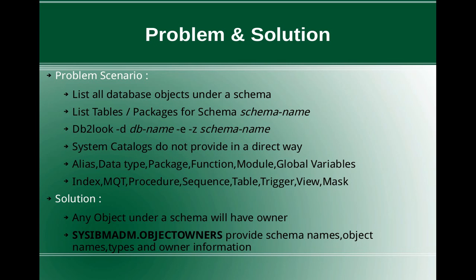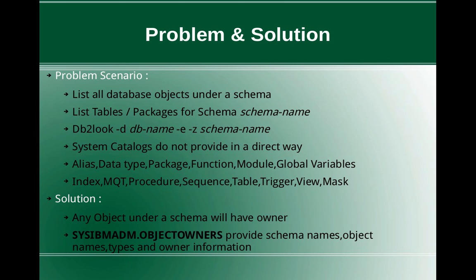But under a schema, there can be multiple database objects like alias, data type, packages, functions, modules, global variables, indexes, MQTs, procedures, sequence, tables, triggers, view, mask, and a lot of other objects are also available. This is not the entire list. So system catalogs do not provide this information in a direct way. For every type of object, there is a system catalog table like syscat.packages, syscat.datatype, syscat.indexes, syscat.tables, syscat.sequences, like that.